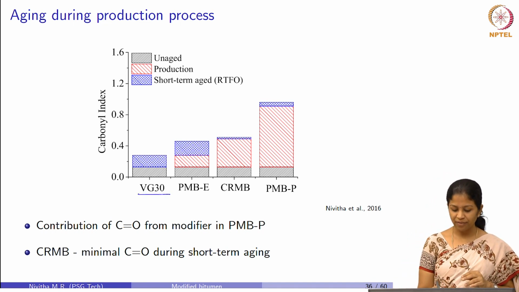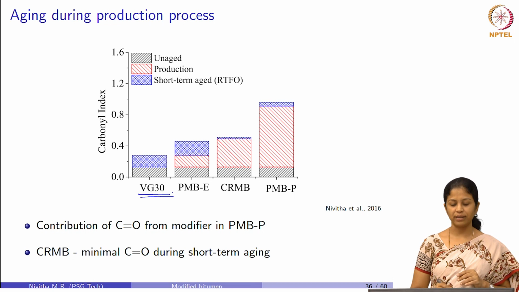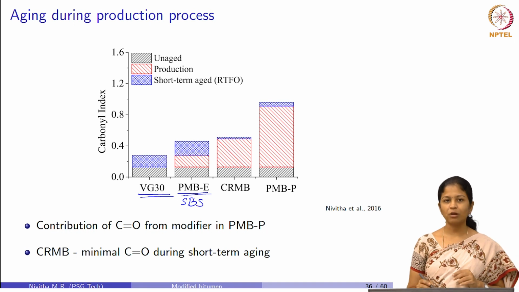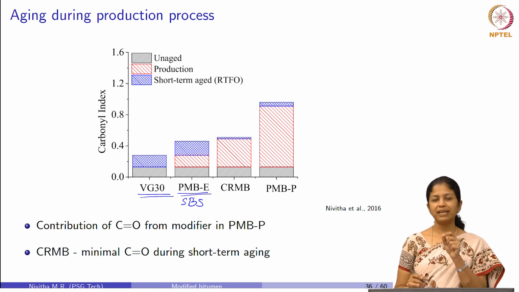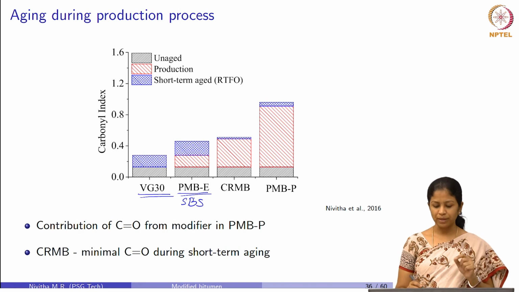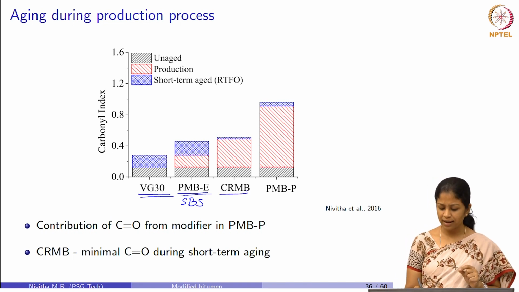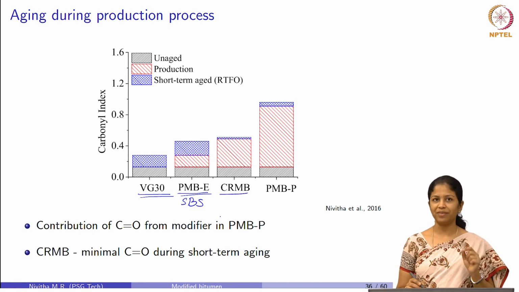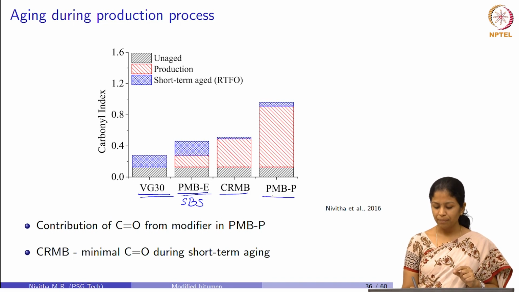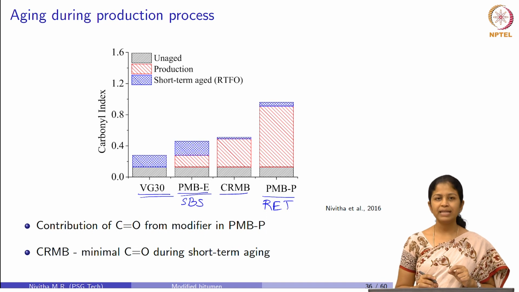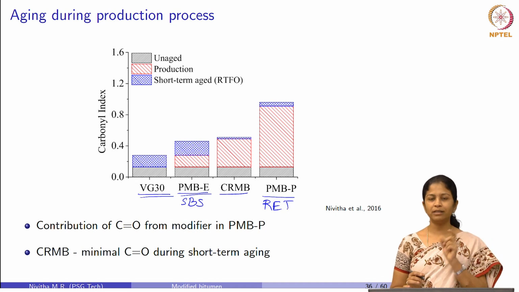This is an unmodified binder which is marked as VG30, and this is an elastomer modified binder, which is SBS modified binder, and this is called PMBE, which is an elastomer modified bitumen. The next one is CRMB, which is crumb rubber modified bitumen, and the last one is PMBP, which is a plastomer modified bitumen, specifically reactive ethylene terpolymer.